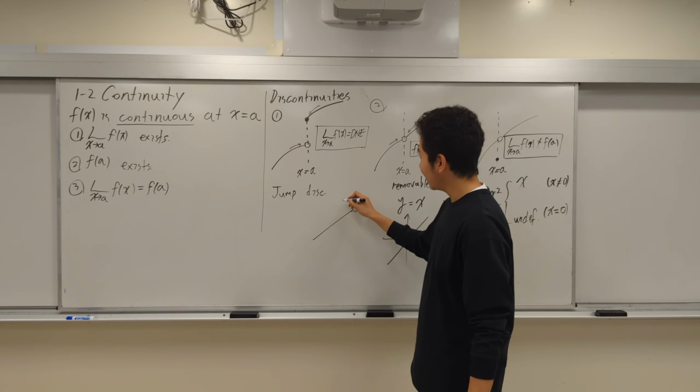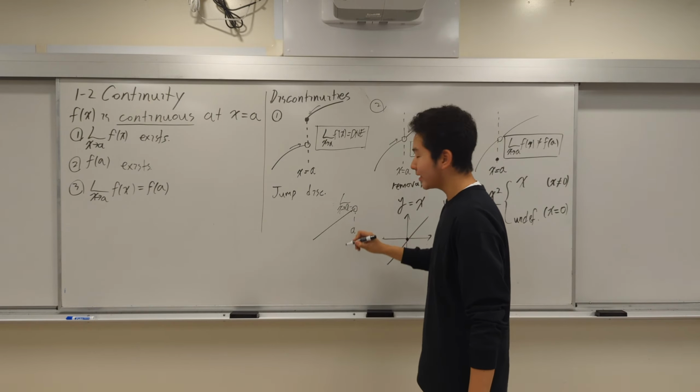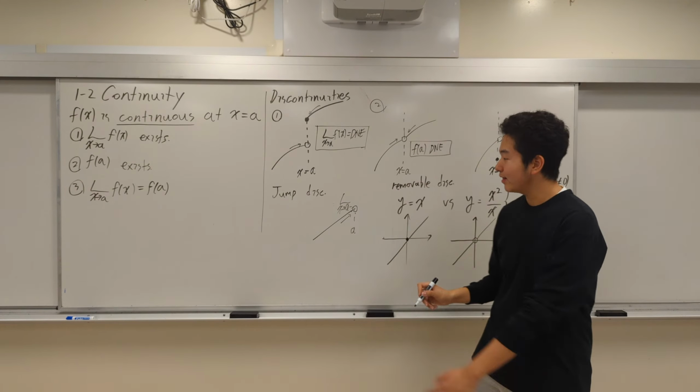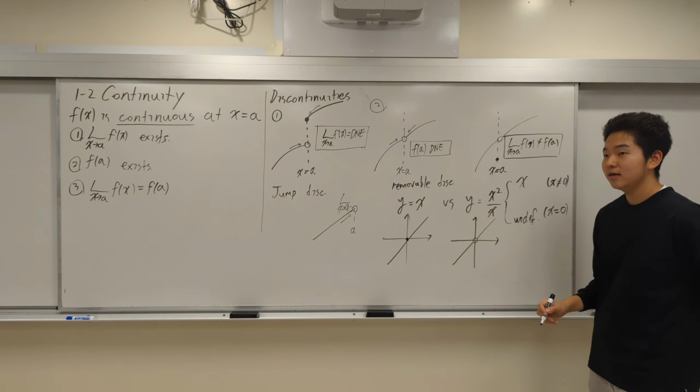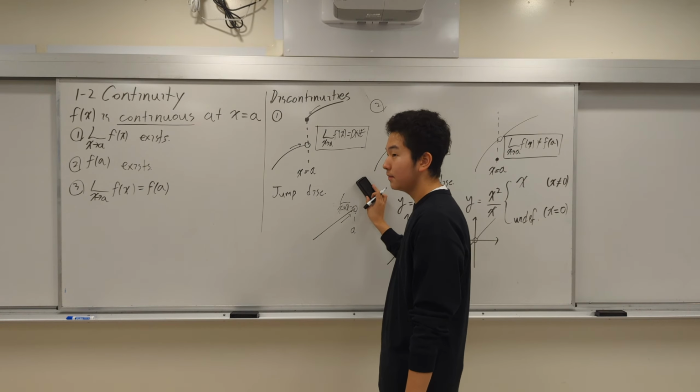I can say that the limit as x goes to a minus does exist, right? Because we're only looking at the left-hand side. But the limit as x goes to a will not exist because there's nothing over here. And the limit as x goes to a plus also doesn't exist, right?